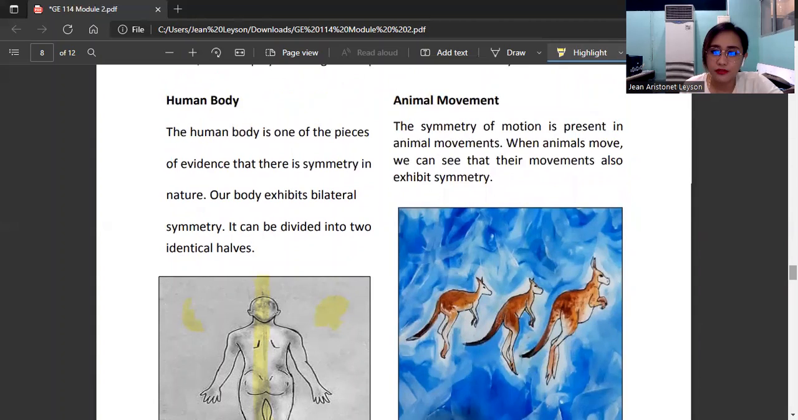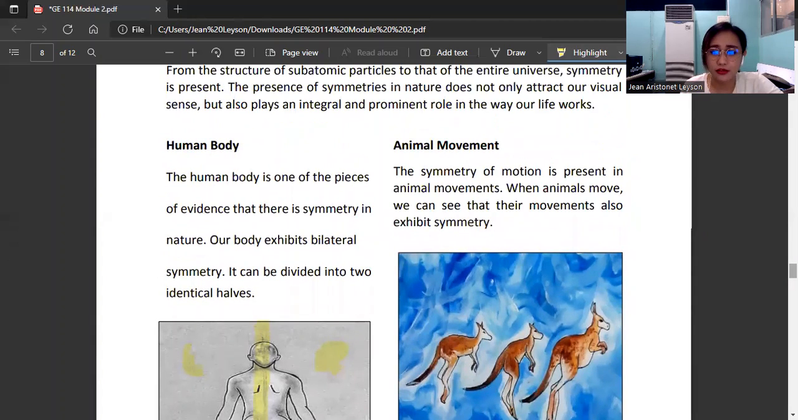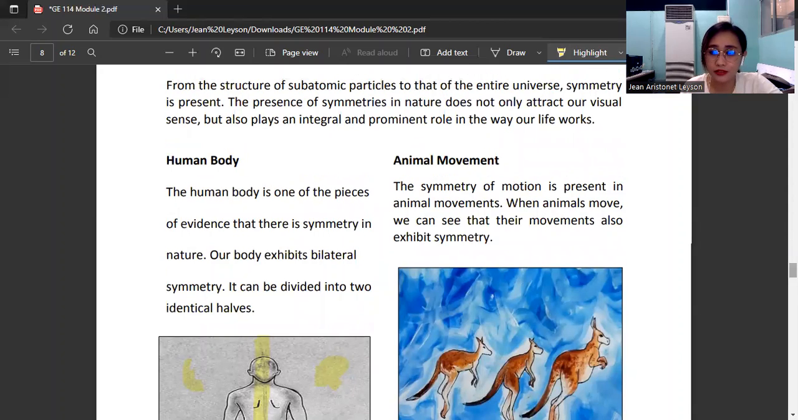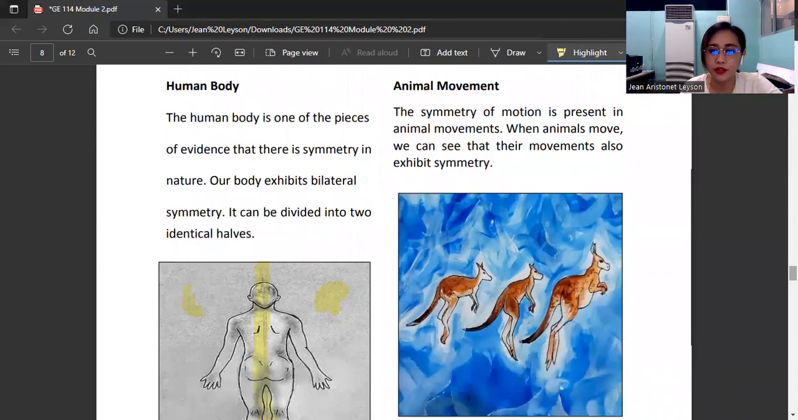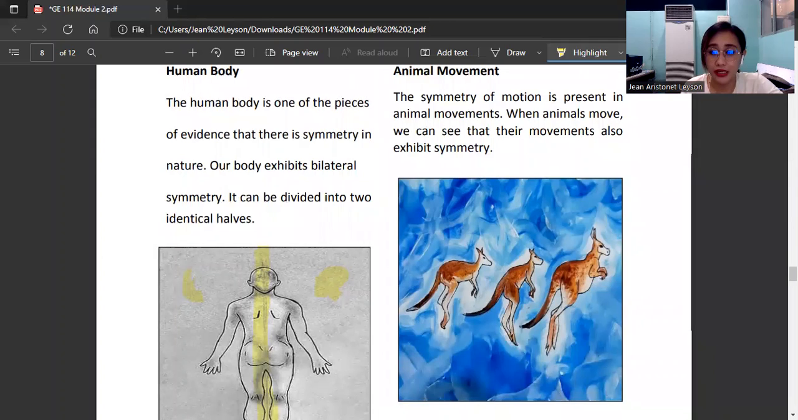Next, we have animal movement. The symmetry of motion is present in animal movements. When animals move, we can see that their movements also exhibit symmetry. So here is an example of kangaroos. Now, there is symmetry in their movement, especially when they jump. They move in the same way.